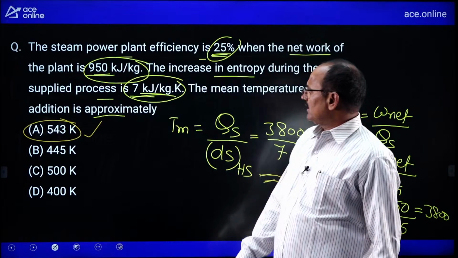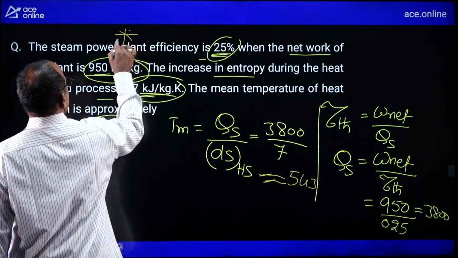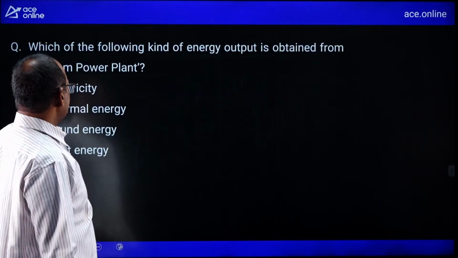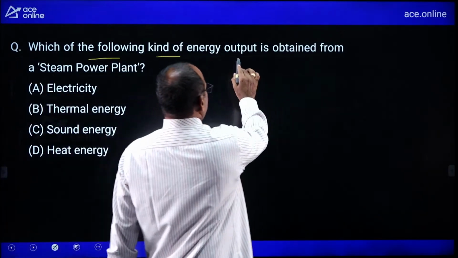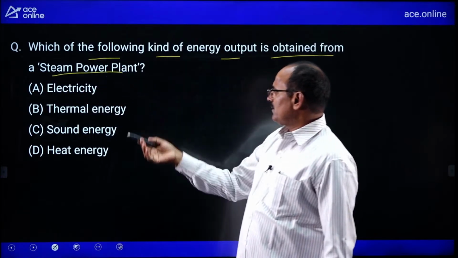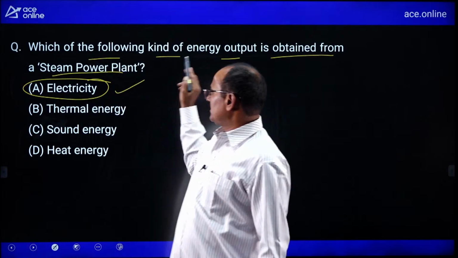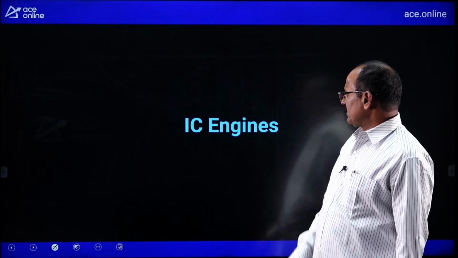Okay, this is a very important problem. I can say this is a 5-star problem, the most expected problem in competitive exams. Similarly, look at another question. Which of the following kind of energy output is obtained from steam power plant? The steam power plant output is electricity or electrical energy. Option A is absolutely correct. So with this, power plant engineering is completed.